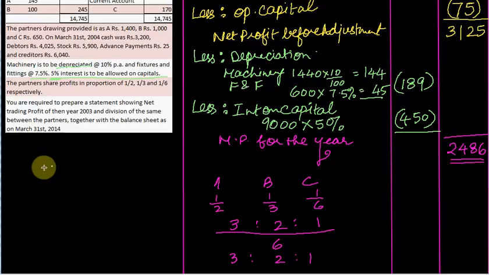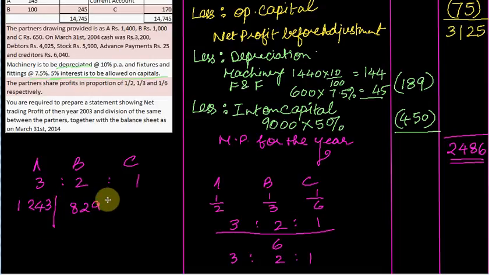So the profit among A, B and C in the ratio 3:2:1 is 1,243 for A, 829 for B and 414 for C when you divide 2,486 in the ratio 3:2:1. Take care, interest on capital has to be given on fixed capital, and if the ratio is given like this where denominators are different, take the LCM, find a proper ratio and then divide the profit.